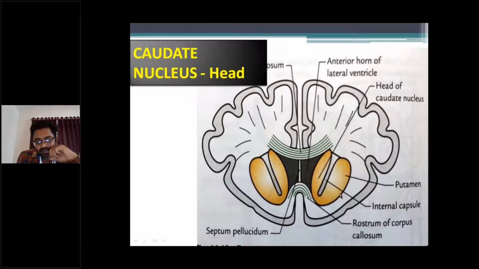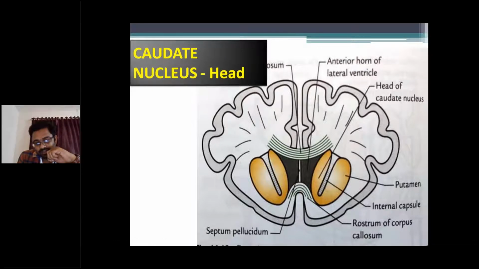In this picture, we can appreciate the head of the caudate nucleus. This is a coronal section of the cerebral hemisphere. This is the corpus callosum, and this is the anterior horn of the lateral ventricle. All of you know the anterior horn of the lateral ventricle projects into the frontal lobe of the cerebrum. So this yellow color is indicating the head of the caudate nucleus.